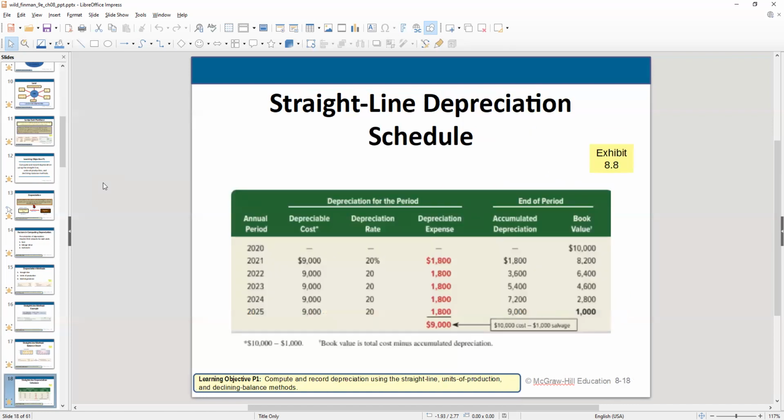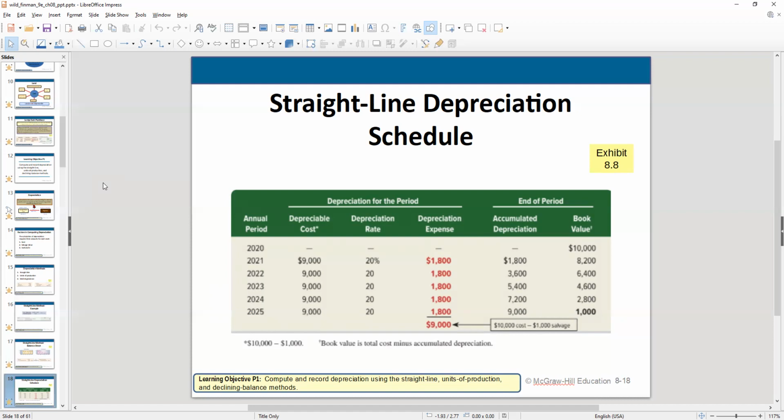This is what a straight line depreciation schedule looks like. You'll see in the first column, there's the depreciable cost. That's that basis I was telling you about. We can see that the straight line rate is 20%. To determine that, we take 100% divided by 5, which is the life of the depreciable item. If it was in fact 8 years, the depreciation rate would be 12.5%, and so on. But in our example, it's 20%. So we're going to multiply 20% times $9,000, and that gives us our depreciation expense of $1,800.